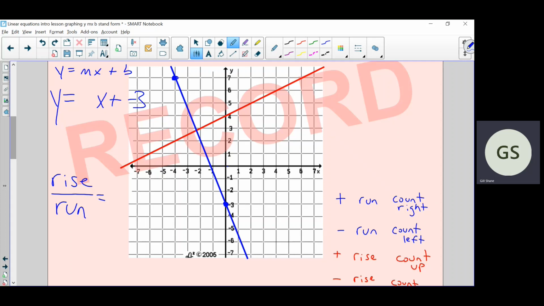Okay, 2 requirements. If you do not have these 2 requirements down for choosing the 2 points you're going to use, you better write them down. I've said it, I don't know how many times already. It has to be on the line that you're trying to find the slope of, because we're trying to find the slope of the line, and it has to be on corners. If it meets those 2 requirements, you're good. So again, -4, 7 is on the line and on corners.